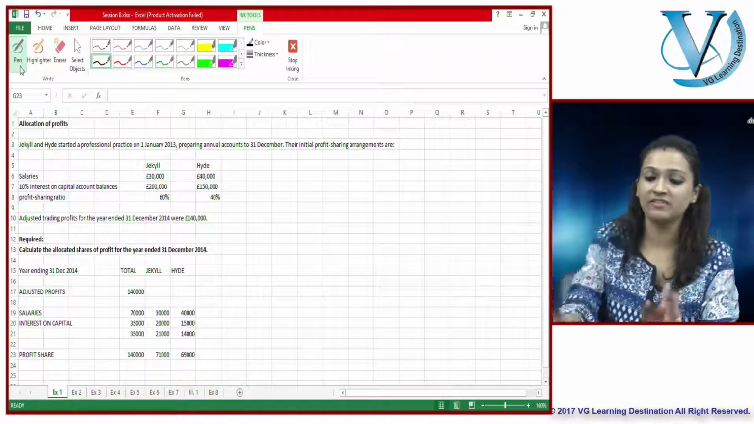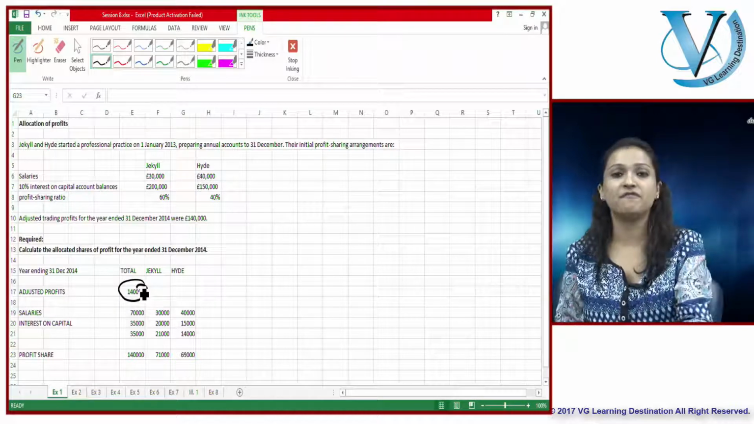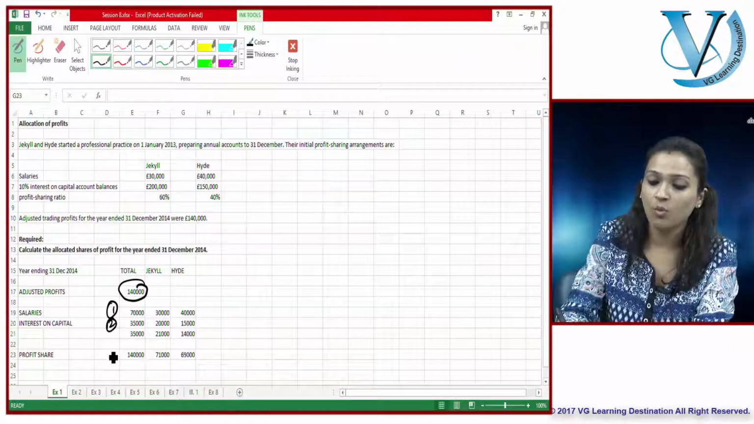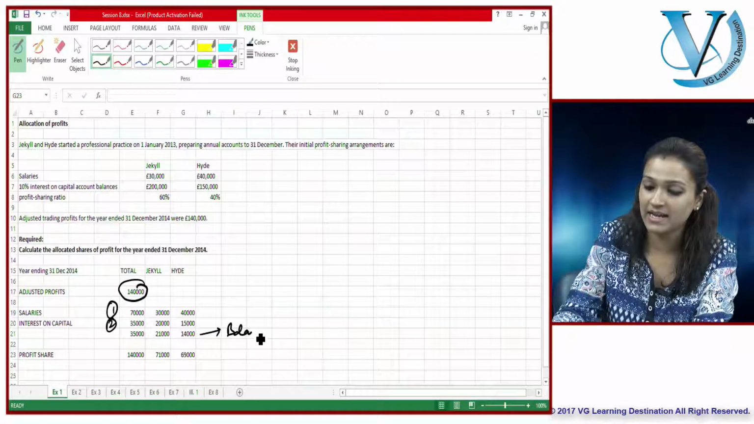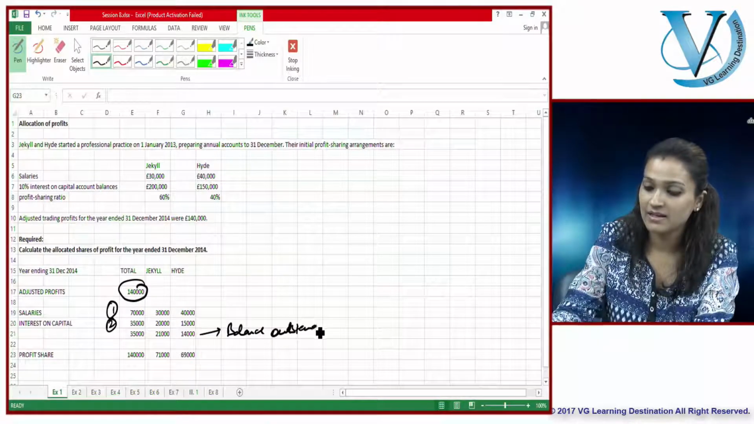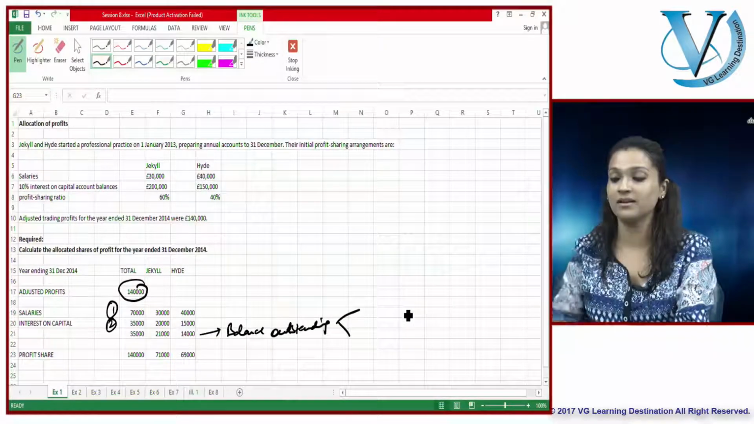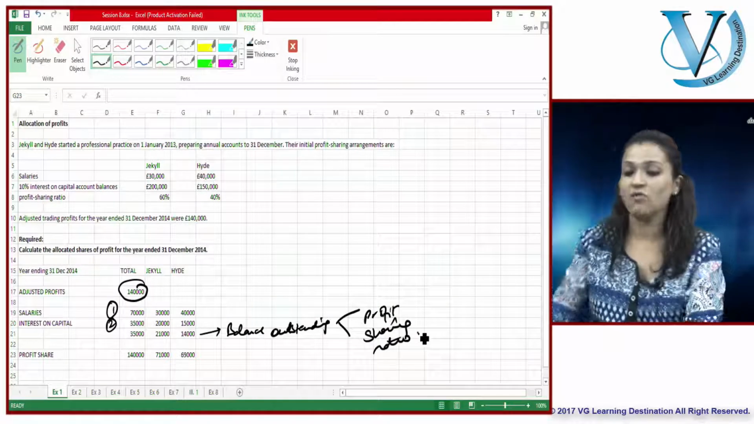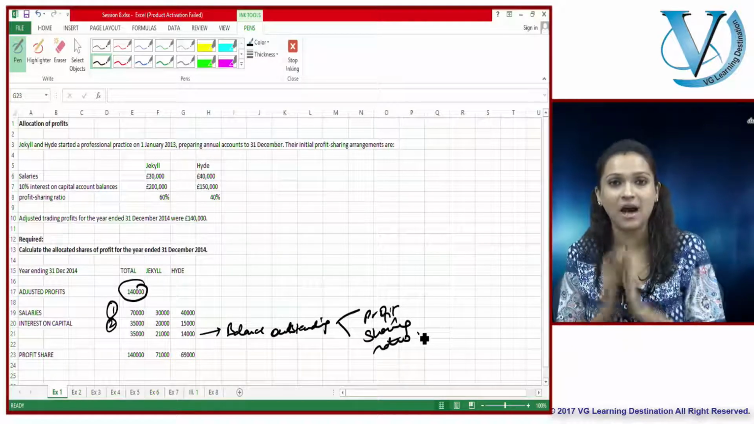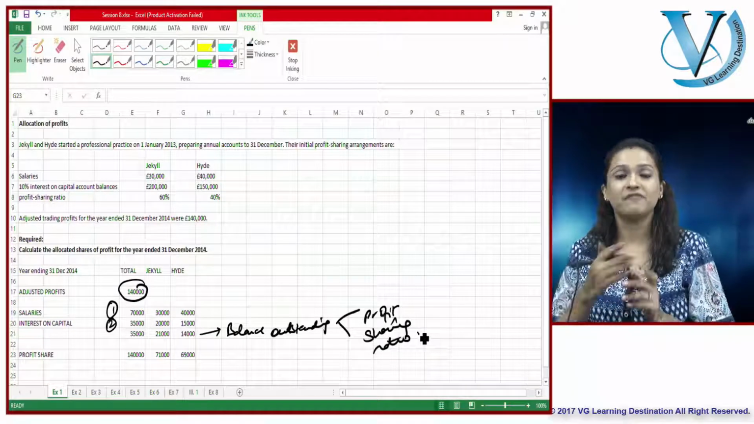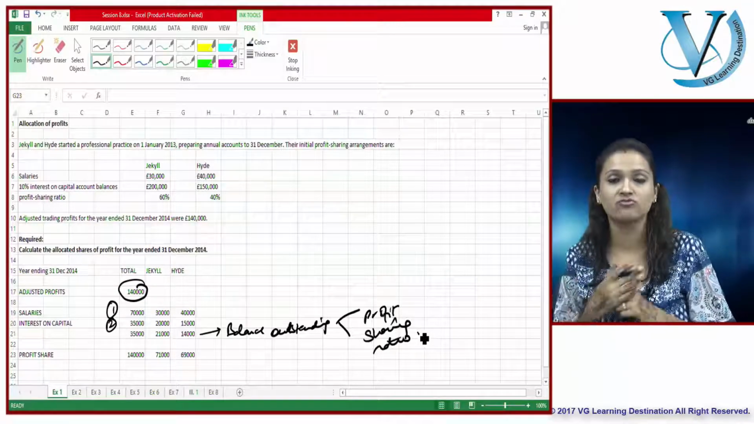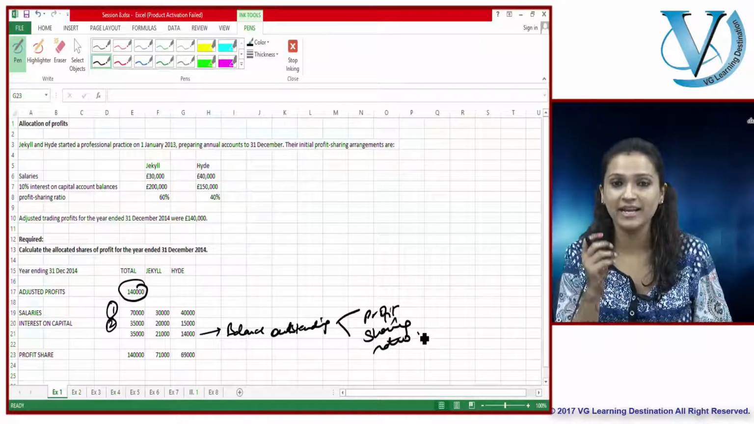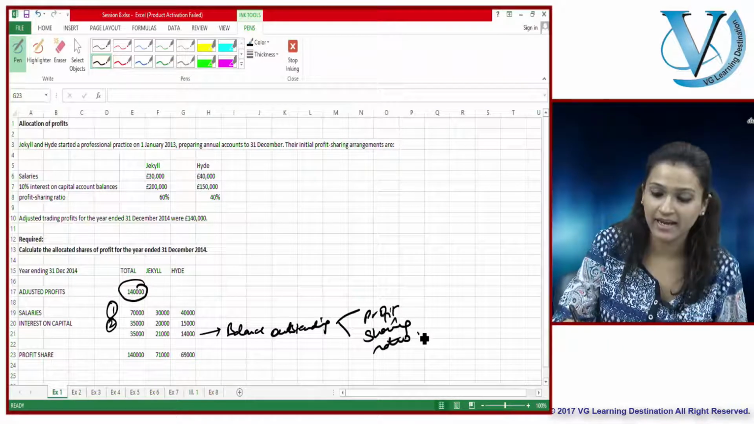Basically we start off with the adjusted profits. We first give away salaries. Thereupon we give away the interest on capital. Whatever is the balance outstanding gets divided amongst the partners in their profit sharing ratio. So very simply, all you need to do is start off with your total adjusted profits. First, give away salaries, thereupon give away your interest on capital, and the remaining gets divided in their profit sharing ratio. Now let's take it a little forward.